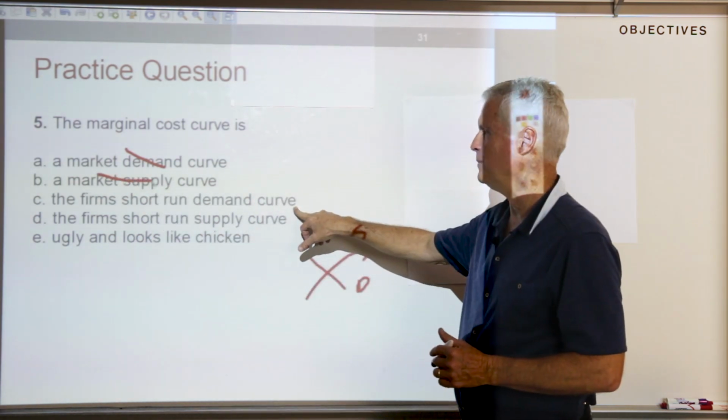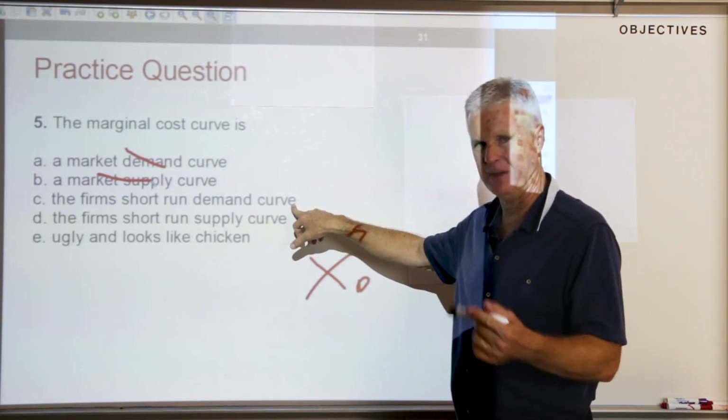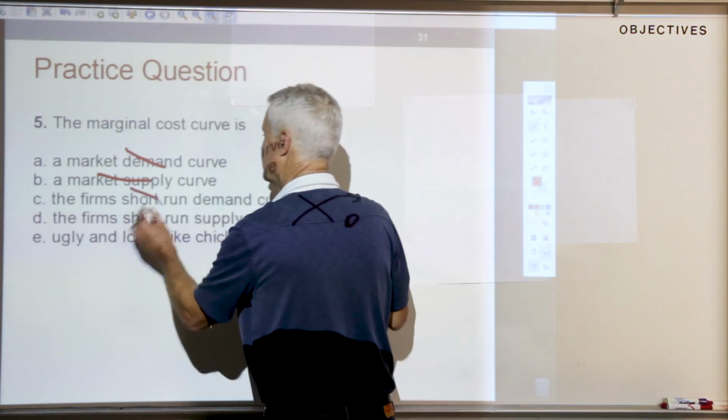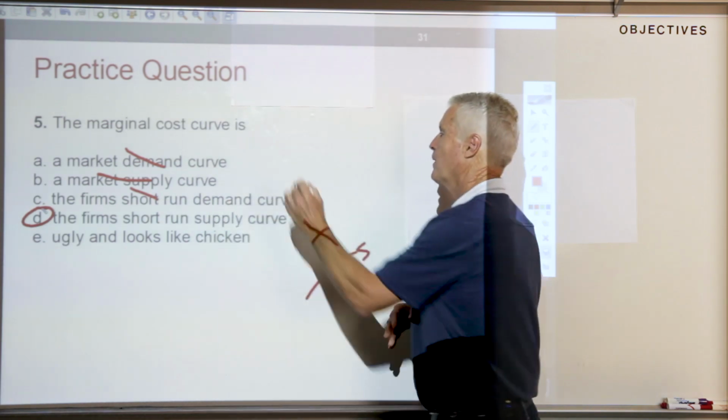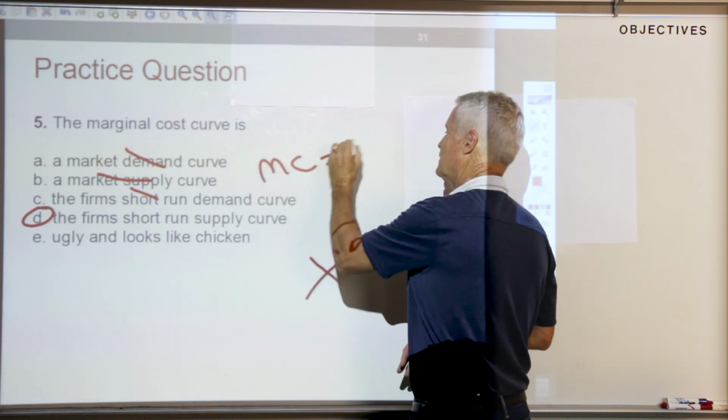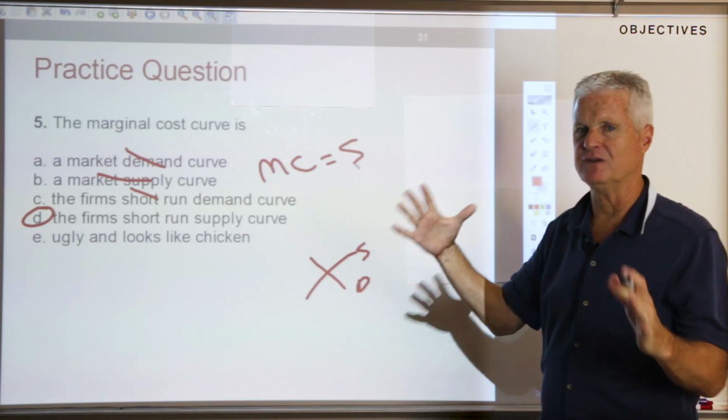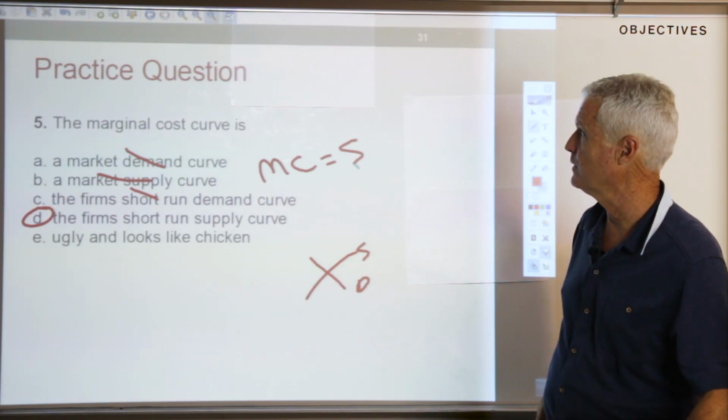The firm's short-run demand curve. Now, the firm really doesn't have a demand curve. The firm has a supply curve. So that leaves us with D. The firm's short-run supply curve, right? MC equals supply over certain ranges. And we'll cover that a little bit later in the course.